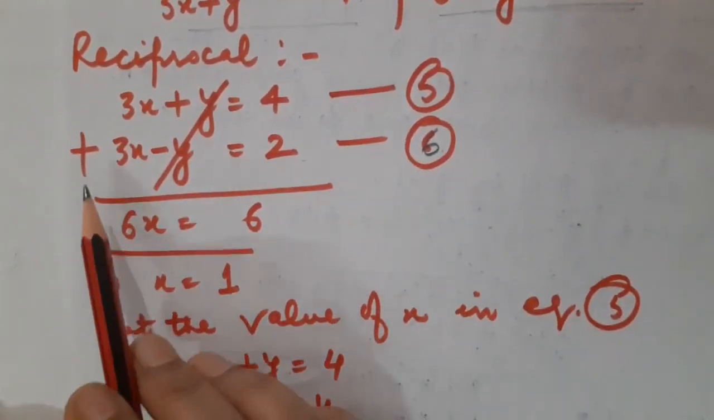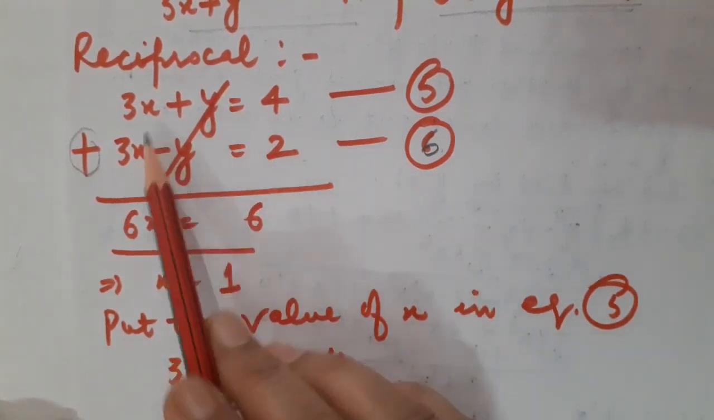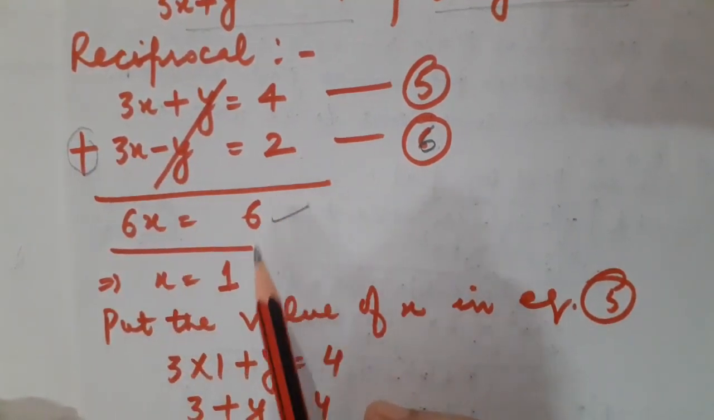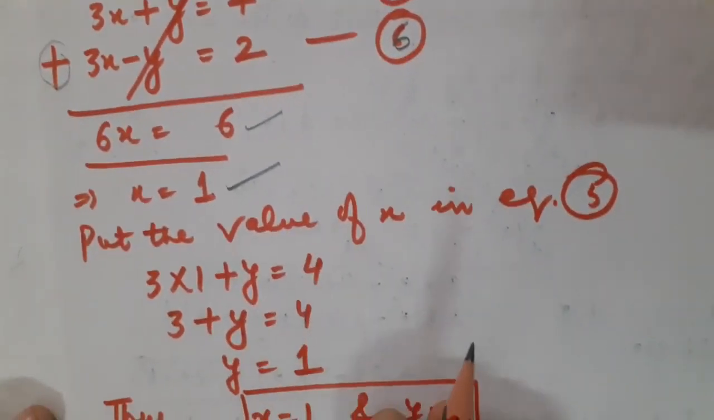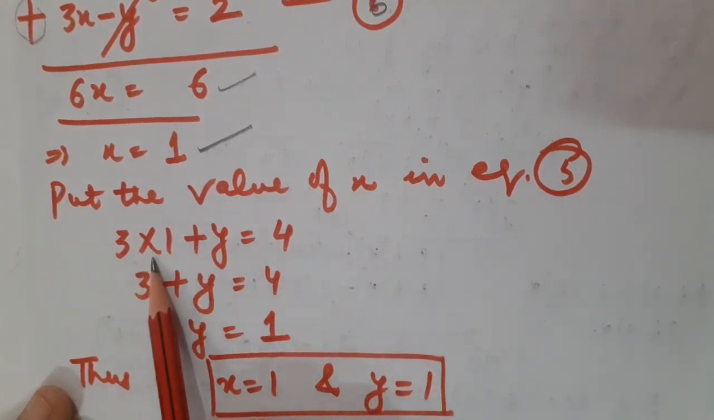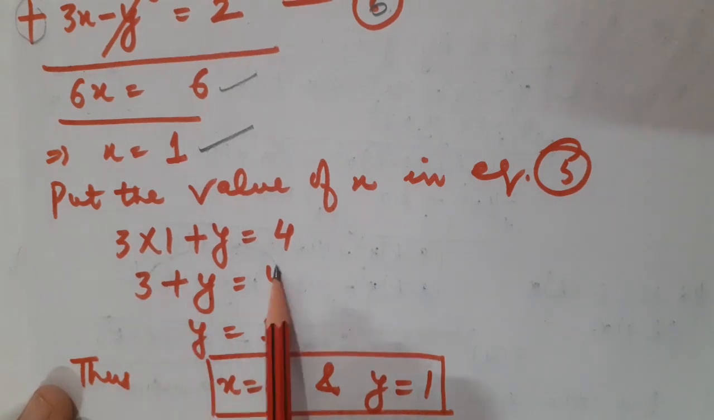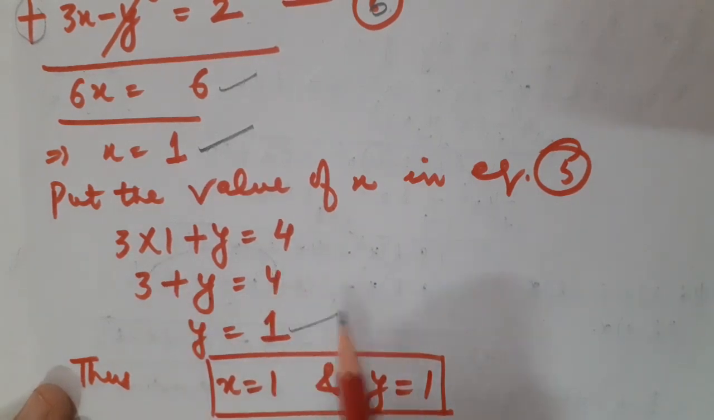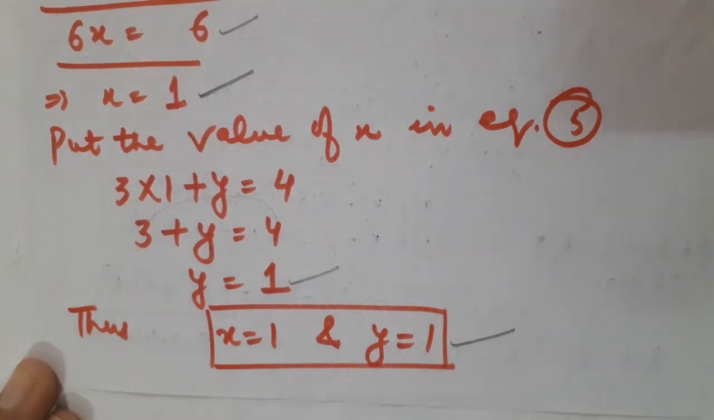Correct? Now I am going to add both the equations. Plus y and minus y cancelled. Here I have got 6x is equal to 6. So what is the value of x? That is 1. Put the value of x in equation number 5. So after putting the value in equation number 5, I have got 3 into 1 plus y is equal to 4. That is 3 plus y is equal to 4. So what is y? That is 4 minus 3, which is equivalent to 1. So thus x is equal to 1 and y is also equal to 1.